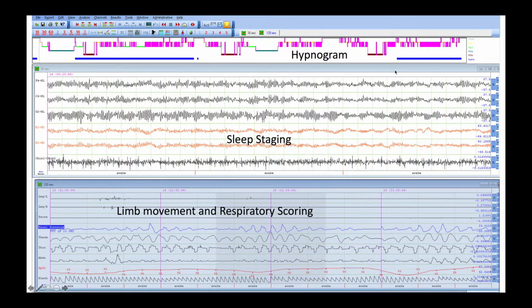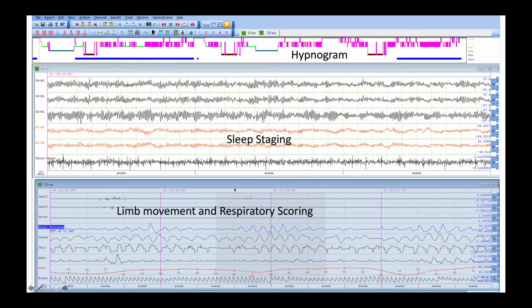This whole screen is much easier to digest once you realize that you generally only look at one of these panels at a time, and it depends on what your question is. If you're asking, how was the whole night of sleep? What kind of sleep did they get? Did they get a lot of REM? Did they get a lot of stage 3? That's when you look up at the hypnogram. If you want to know what specific stage of sleep they're in, you look at the sleep staging panel. And then if you're interested in respiratory events and limb movements, you tend to look at this panel at the bottom.